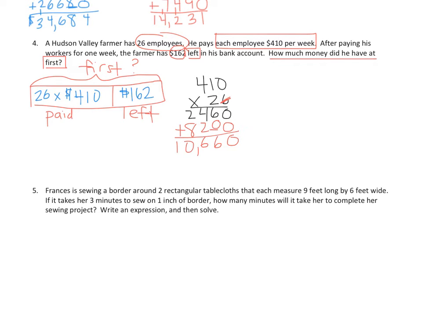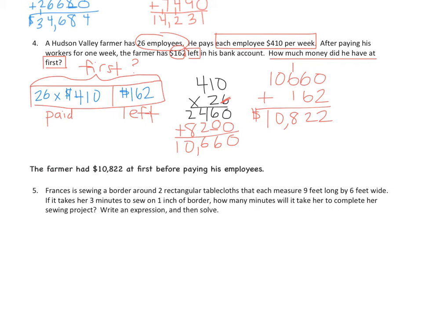So I have $10,660 that he paid his employees. So we're going to take that amount and now add it to 162. And that's going to tell us how much money he had before paying his employees. So 6 plus 6 is 12. And then in the hundreds, 1 plus 6 is 7, plus 1 more is 8. And then in the thousands, there's nothing to add it with. So he had $10,822 at first before paying his employees.